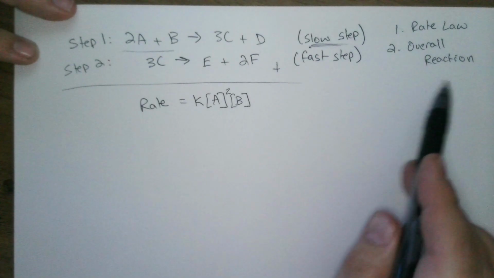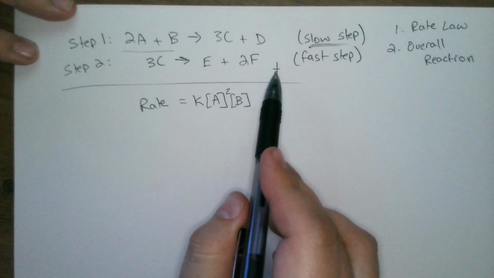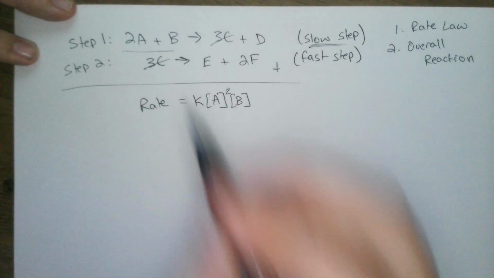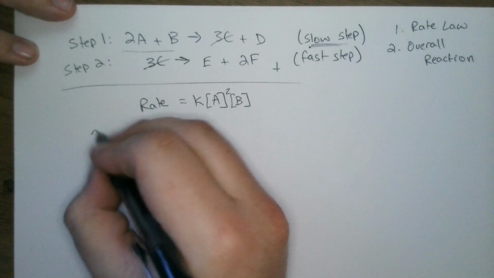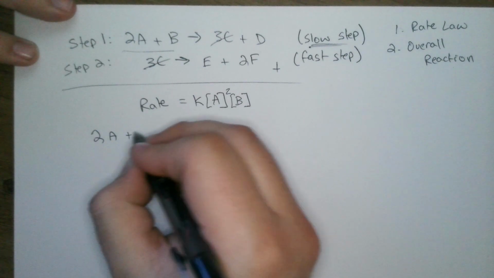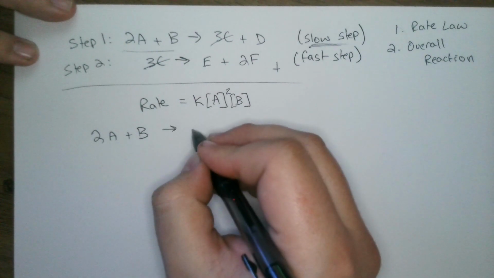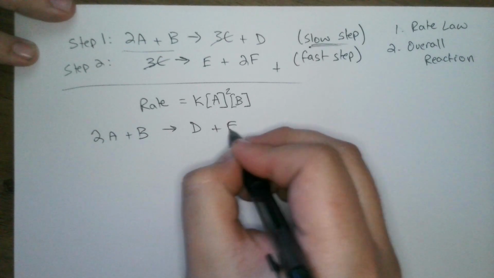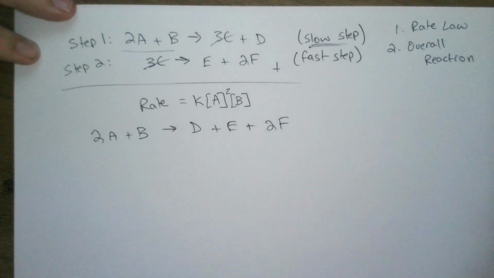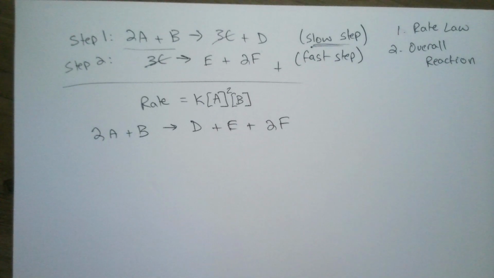Now, the second thing it wants me to find is the overall reaction. So I'm just going to add these two together. The 3C will cancel on either side to give me a final reaction of 2A plus B yields D plus E plus 2F. That'd be my overall reaction.